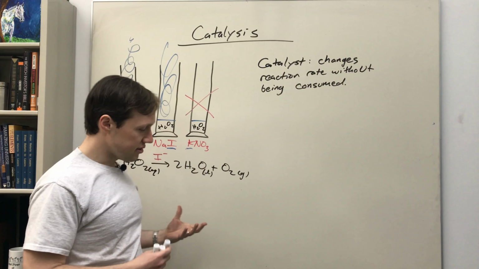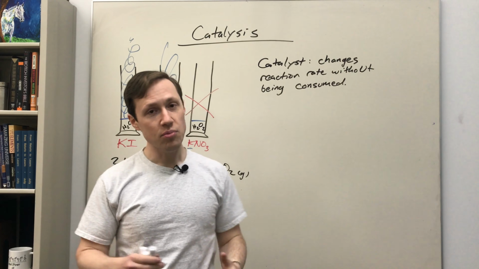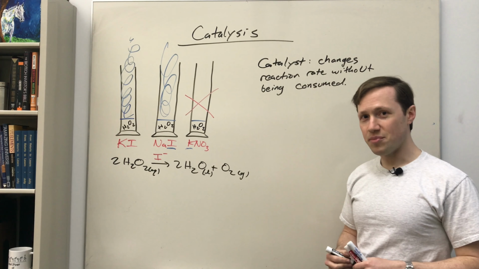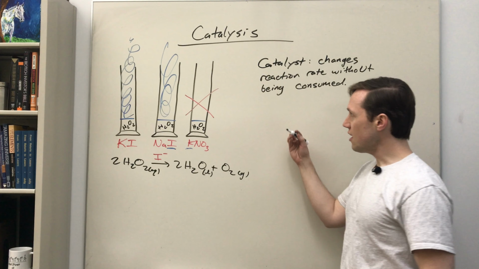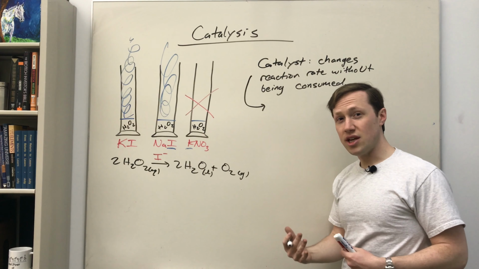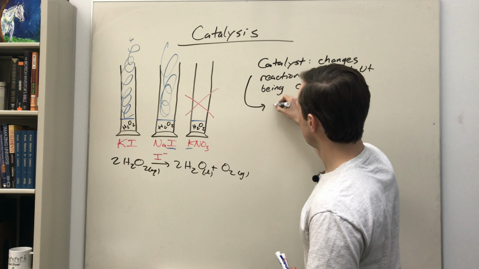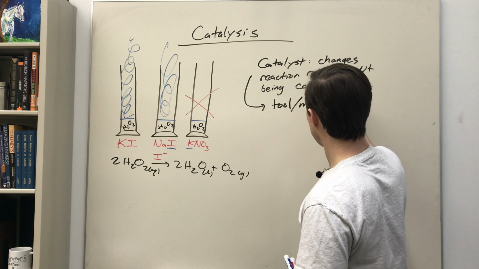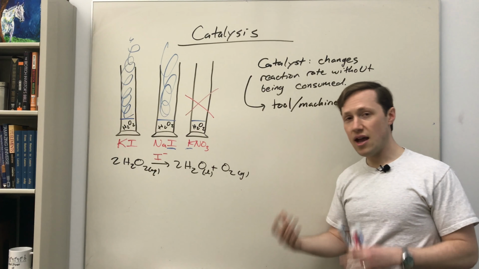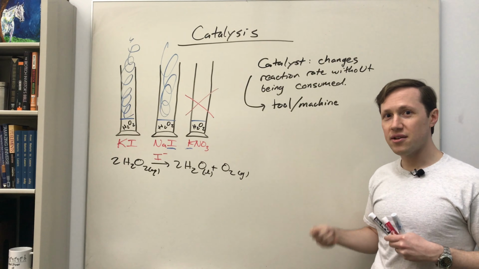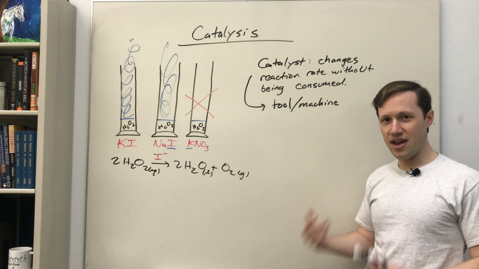The catalyst does that by interacting in some way with the reactants as they go to becoming the product. In that way, you can think of a catalyst a little bit like a machine or a tool. A hammer could help you drive nails to build a house, but when you're done building the house, you still have the hammer.